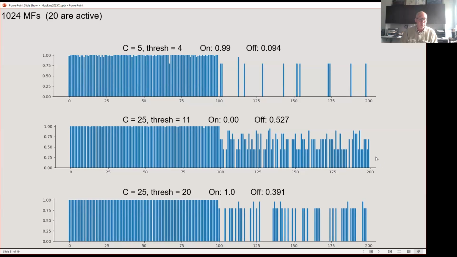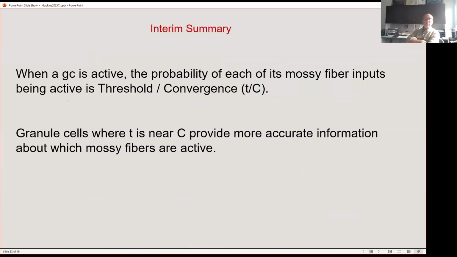So the interim summary is that when a granule cell is active, the probability that each of its constituent mossy fiber inputs is active is threshold over convergence. And that's just a simple mathematical fact. What that means is that granule cells where T is near C provide the most information; actually, they provide the least inaccurate information about which mossy fibers are active. If you wanted to build a layer of good granule cells, you would want their thresholds to all be near their convergence.